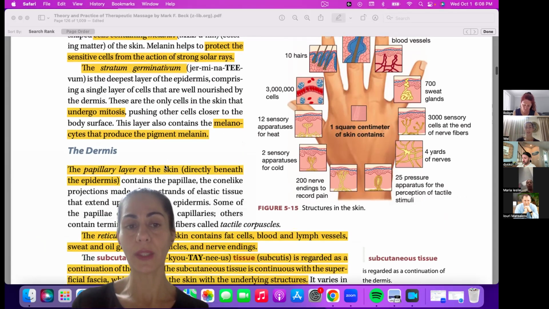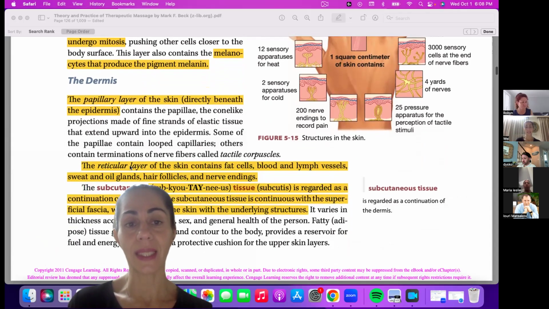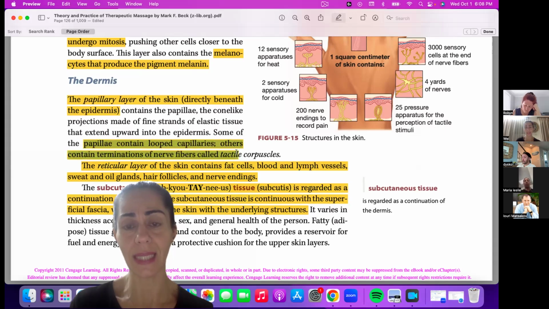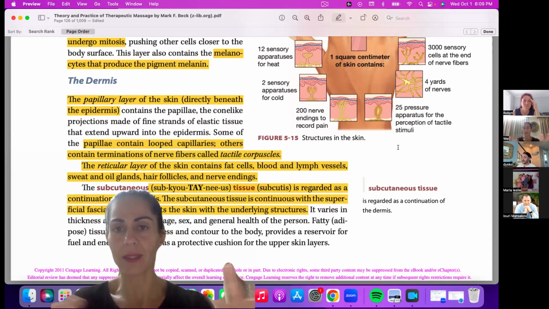Cool. Now, there are 2 layers where the dermis splits into. One layer is called the papillary layer, which is directly underneath the epidermis. And you have the reticular layer. Okay. Now, I forgot to highlight this. In the papillary layer, you're going to see capillaries, nerve endings, and tactile corpuscles, meaning sensory organs. Sensory organs are what make us feel things, right? It's what senses the heat, the cold, the pressure.